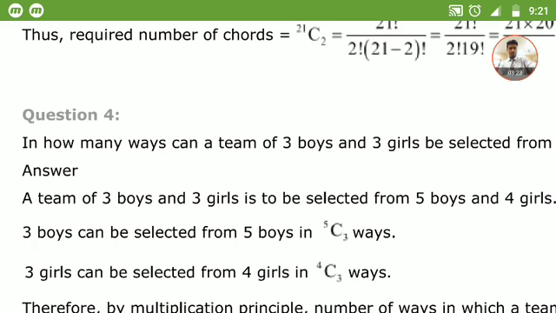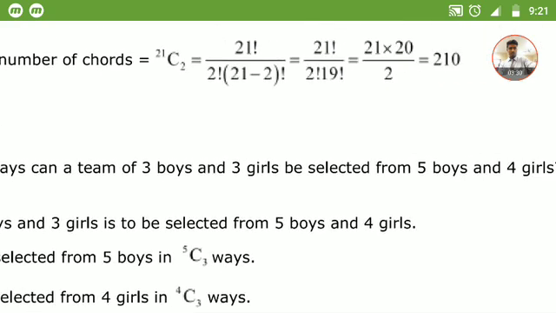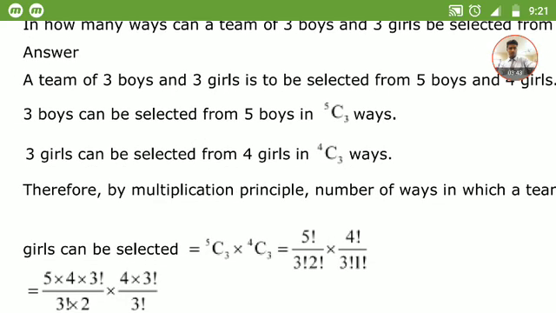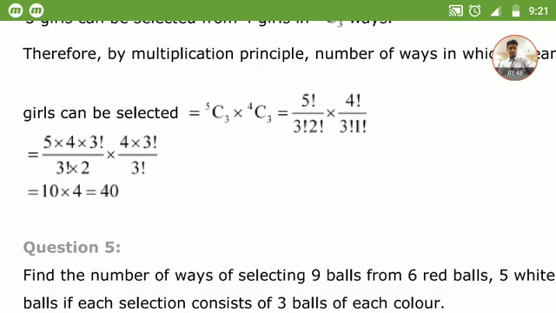Now question number 4. How many ways can a team of 3 boys and 3 girls be selected from 5 boys and 4 girls? 5 boys are there, select 3 boys: 5C3 multiplied by 4C3. Clear? 4 girls, you have to select 3 girls. That's it, done. Then multiply those things, you'll get the answer.